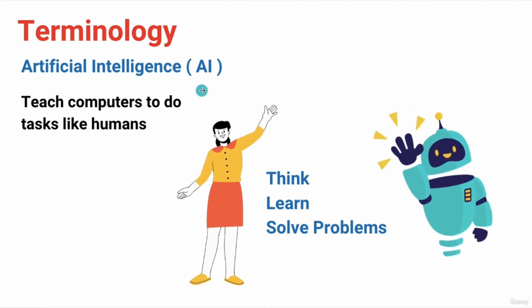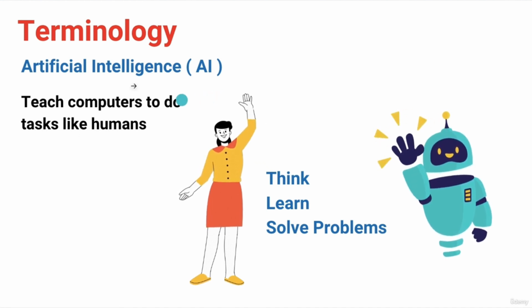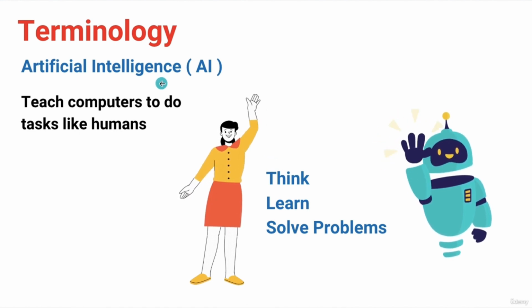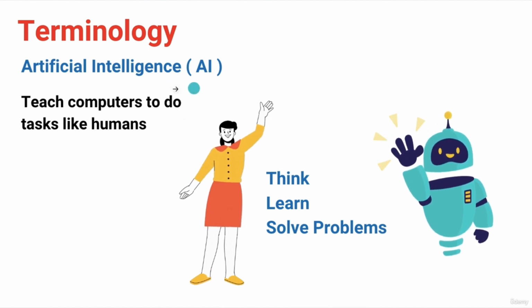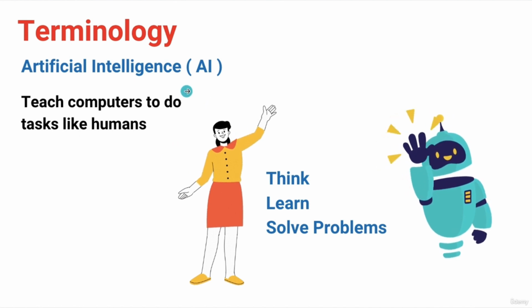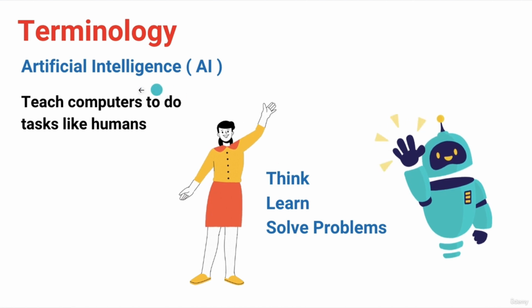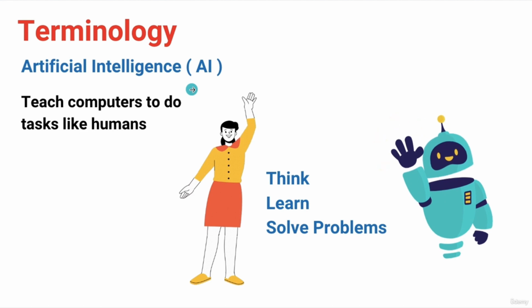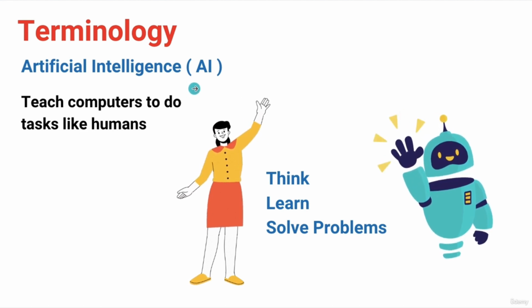So my friends, if you want to do, let's say, coding like a human, you just train artificial intelligence how to do coding, and then artificial intelligence will do coding for you. Similarly, for example, you want to teach artificial intelligence how to draw. After you teach artificial intelligence how to do drawing, it will help humans to draw drawings.